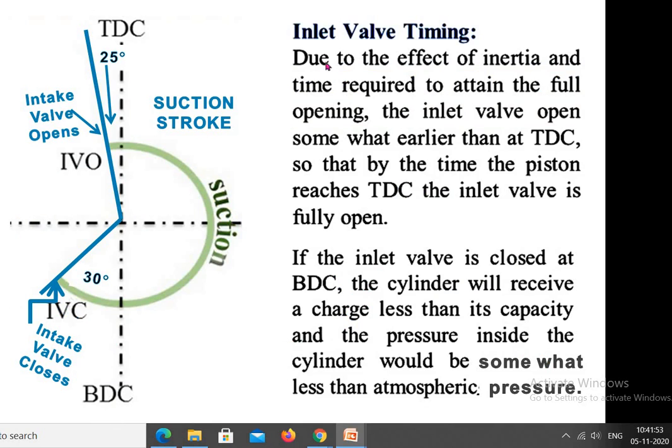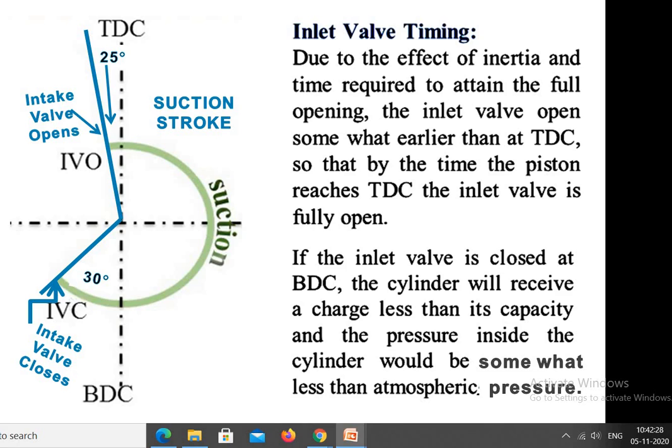Now, inlet valve timing. Due to the effect of inertia and the time required to attain full opening, the inlet valve opens somewhat earlier than top dead center, so that by the time the piston reaches top dead center, the inlet valve is fully open. It means the opening of the inlet valve is a physical phenomenon, so there is an effect of inertia and it requires time to attain the full opening of the valve.